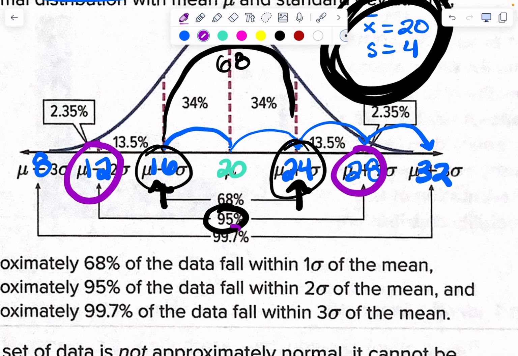Then 99.7% of your people are going to score between an 8 and a 32 because that is 3 standard deviations outside, right? 20 is in the middle. I subtract it 3 times and I add it 3 times.